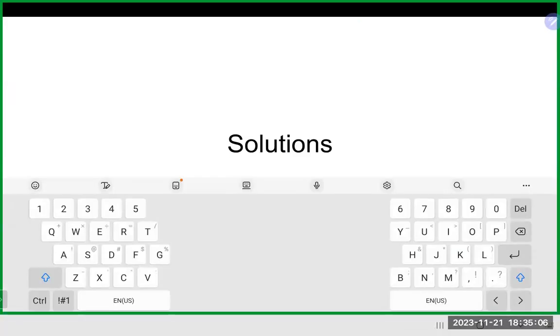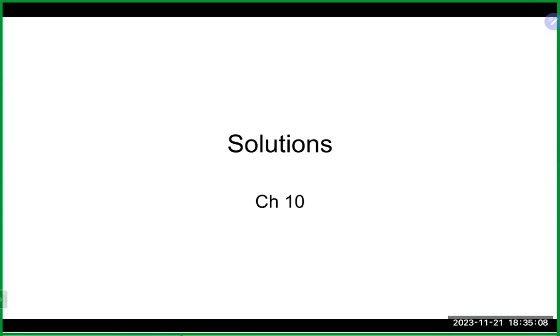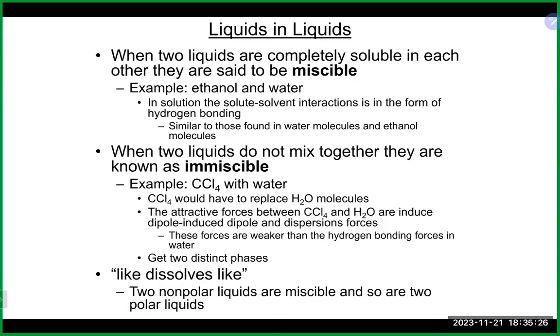Okay, so the next chapter there is solutions, which is chapter 10. There's a number of calculations and stuff in here that we already did previously, so we'll go through them a little bit quicker. And then towards the back end here, some of the new stuff that relates some of those calculations that we did previously. When we talk about liquids and things being soluble, when two liquids completely mix together, they're sometimes referred to as being miscible with one another.